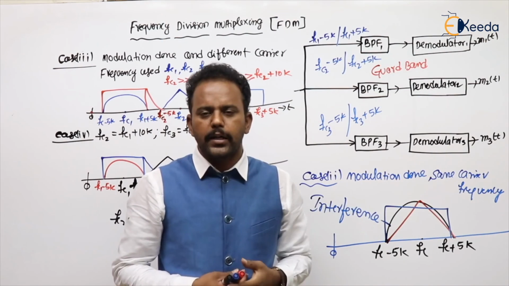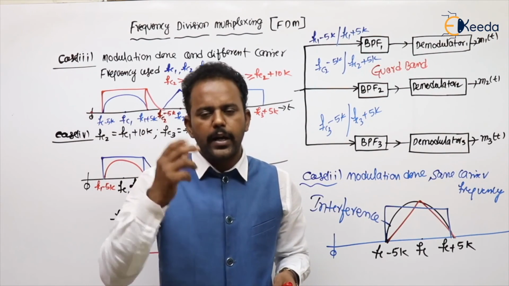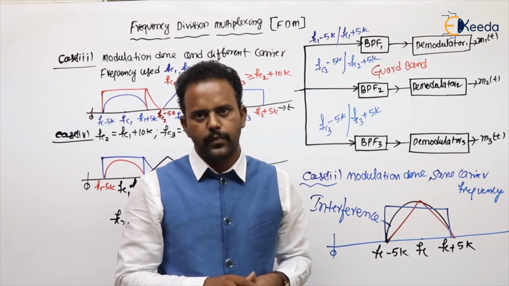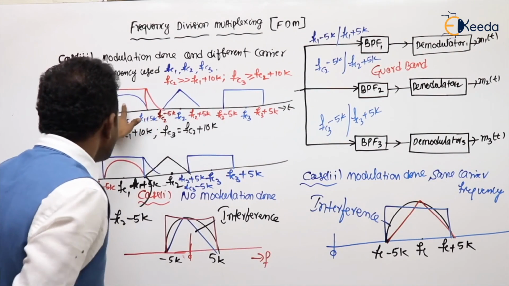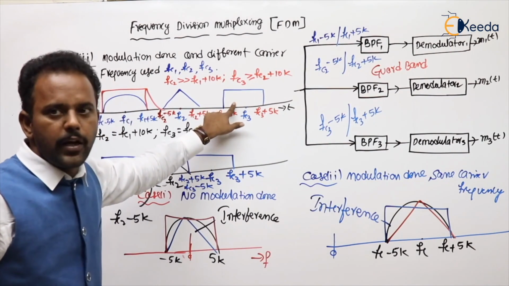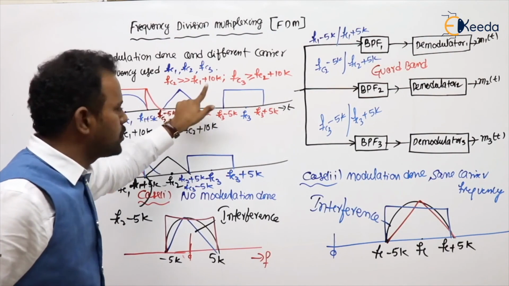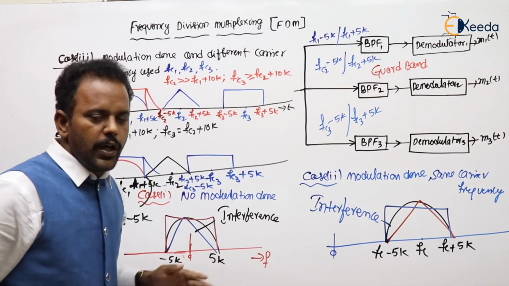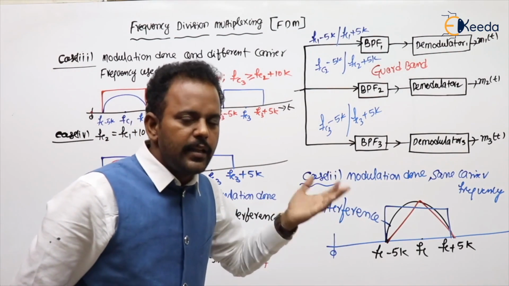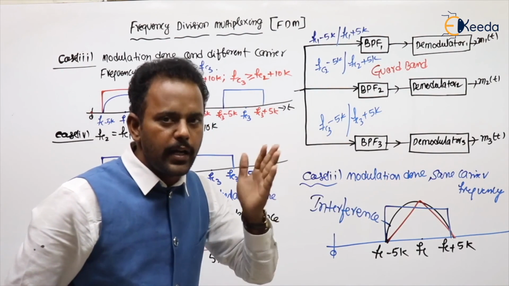Even if you see the practical FM radio, the guard band is 20K. Anyhow, here 3 messages I am multiplexing. How many guard bands will be there? 1 and 2. 3 minus 1 is 2. If you multiplex n signals, the number of guard bands is n minus 1.